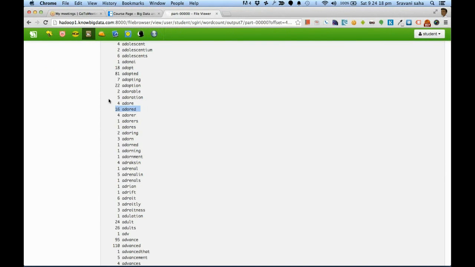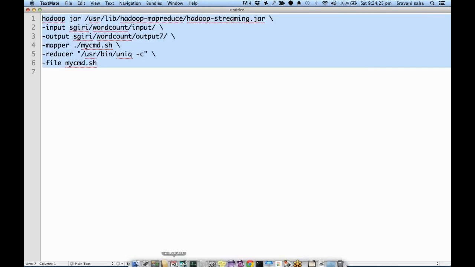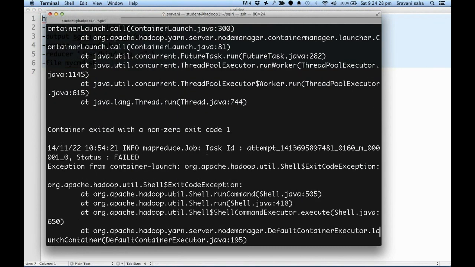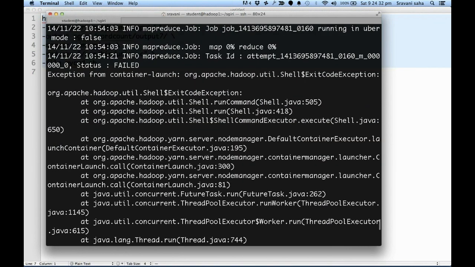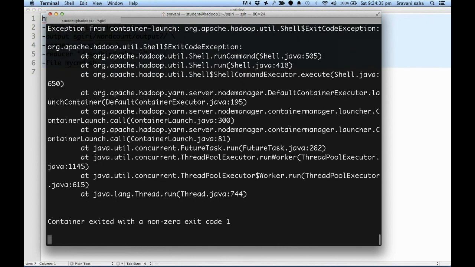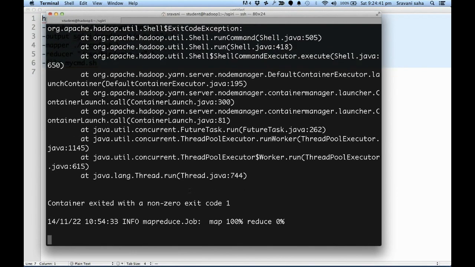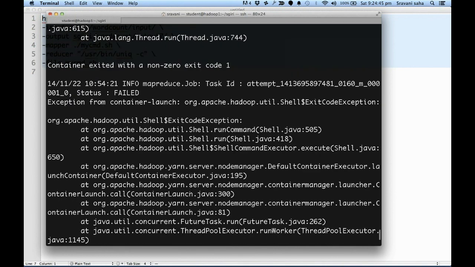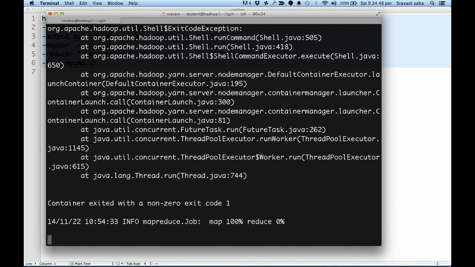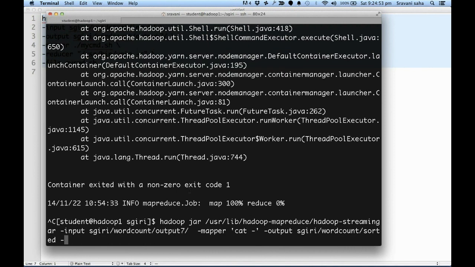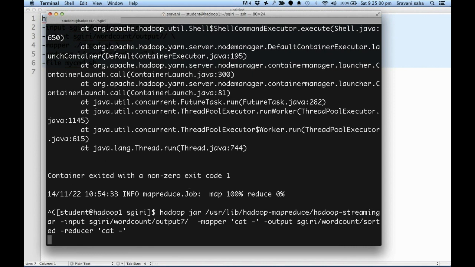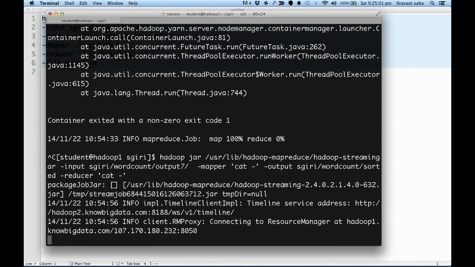Does it say? Okay, did we make a mistake while specifying our command? I think it needs. So if I have a reducer and I say cat dash, does it work or does it not? It says the mapper output exists, and therefore we need to. Okay. So there cannot be more than one reducer in case of streaming.